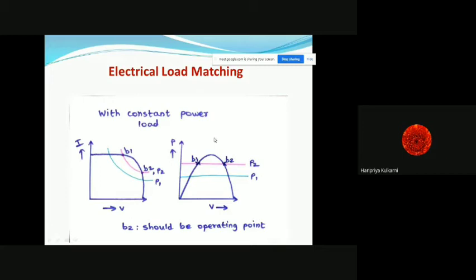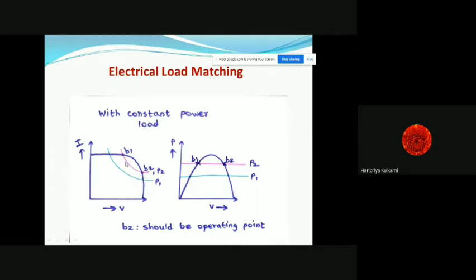Now we'll see the constant power loading condition, which is very interesting. So for constant power, we have two operating points here, B1 and B2, with corresponding P1 and P2. Here, if the load is P2, then we can achieve P2 at point B1 and also at point B2.